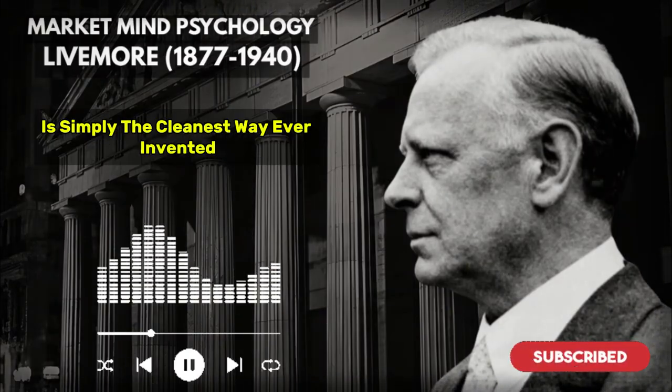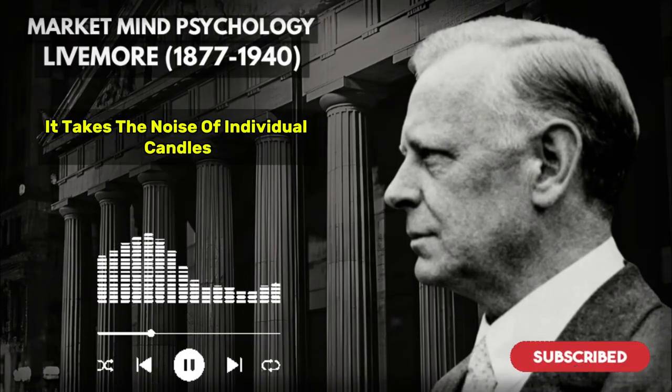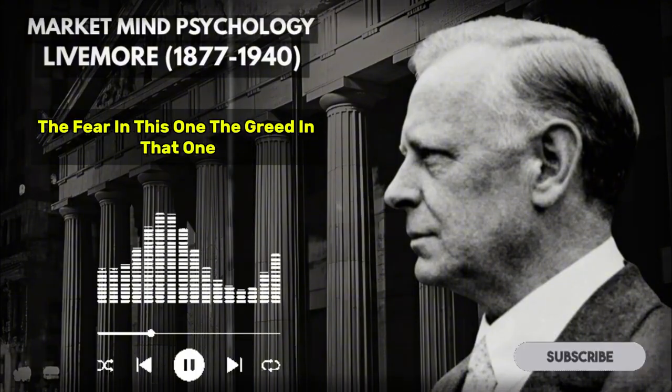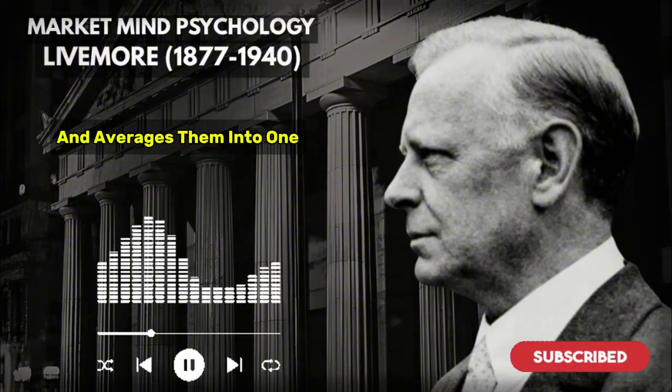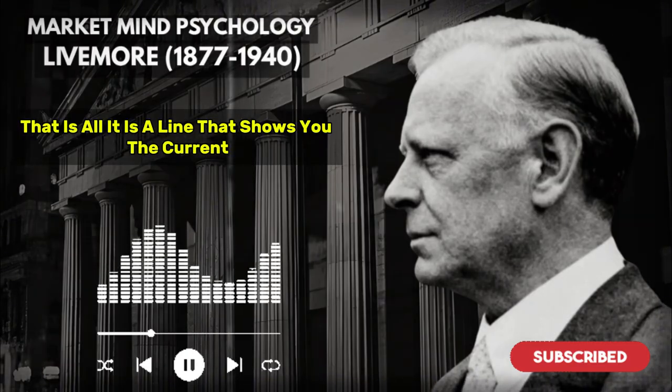The moving average is simply the cleanest way ever invented to see that current. It takes the noise of individual candles, the fear in this one, the greed in that one, and averages them into one calm line that shows you where the water is truly flowing. That is all it is. A line that shows you the current.